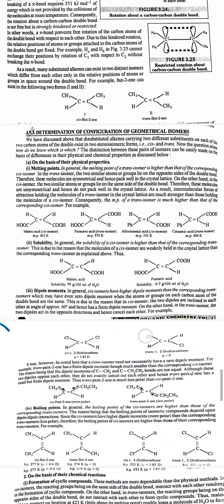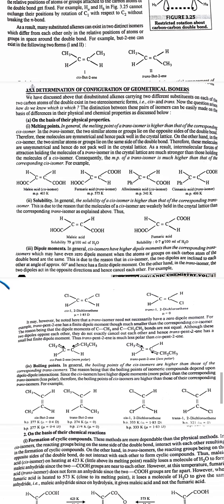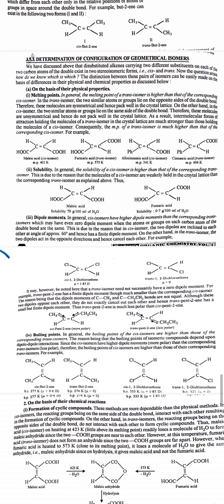Determination of configuration of geometric isomers on the basis of their physical properties. Melting points: in general, the melting point of the trans isomer is higher than that of the corresponding cis isomer. Solubility: in general, the solubility of a cis isomer is higher than that of the corresponding trans isomer. This is because the molecules of the cis isomer are more weakly held in the crystal lattice than those of the corresponding trans isomer. Dipole moment: cis isomers have higher dipole moment than the corresponding trans isomers, and trans may even have zero dipole moment when the atoms or groups on each carbon of the double bond are the same.